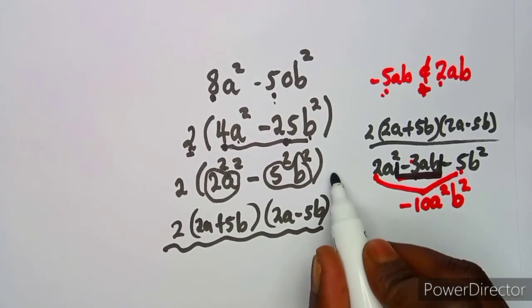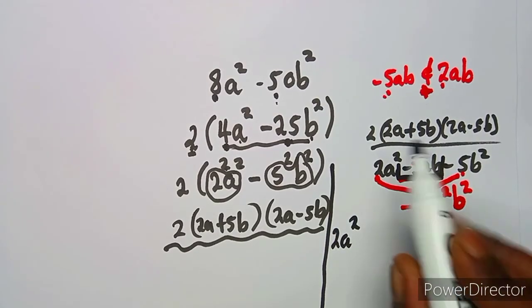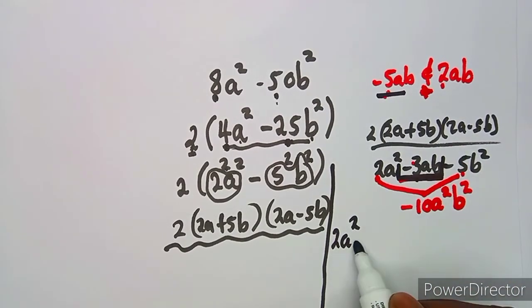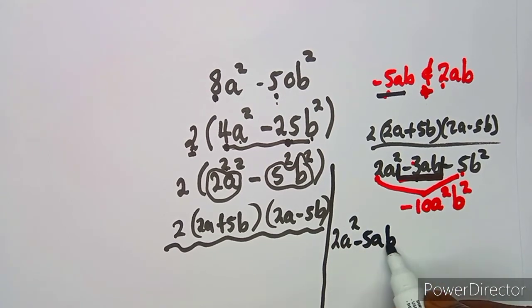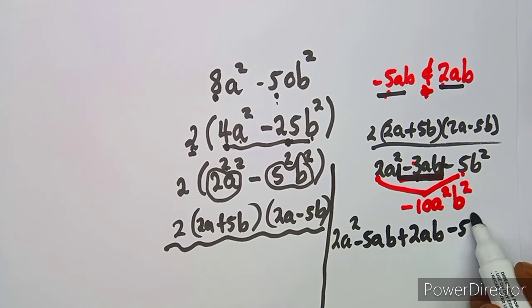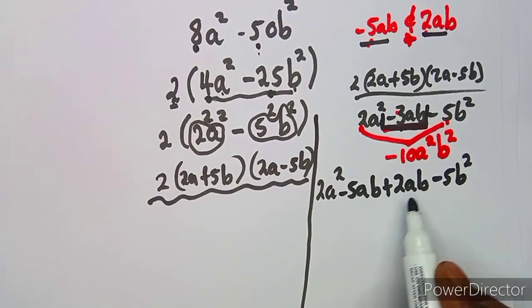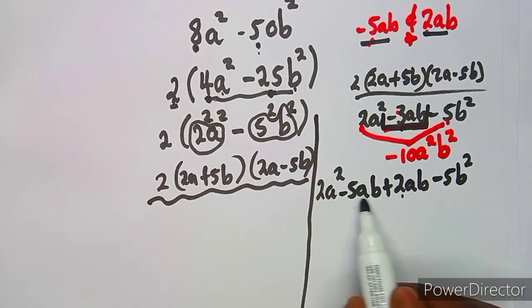So it's going to be like this. It's going to be 2a squared. We replace minus 5ab, we replace this with plus 2ab. All right, I think it was wiser for us to write it the other way. Anyway, that is what we have, but I think it was wiser for us to start with this, a positive.